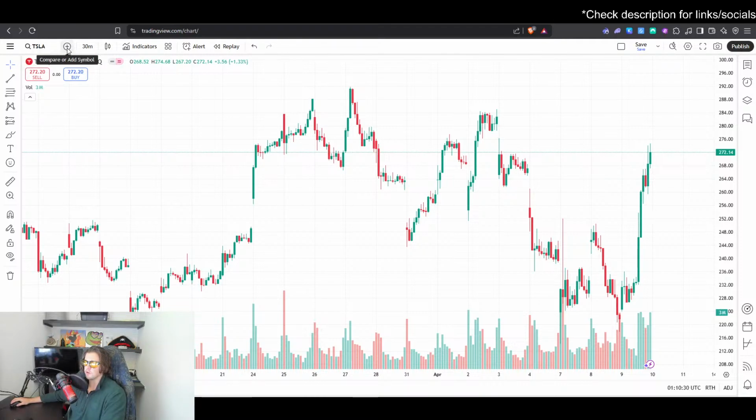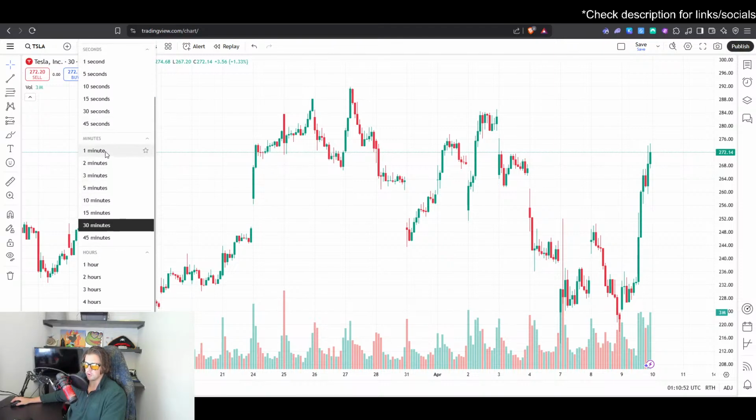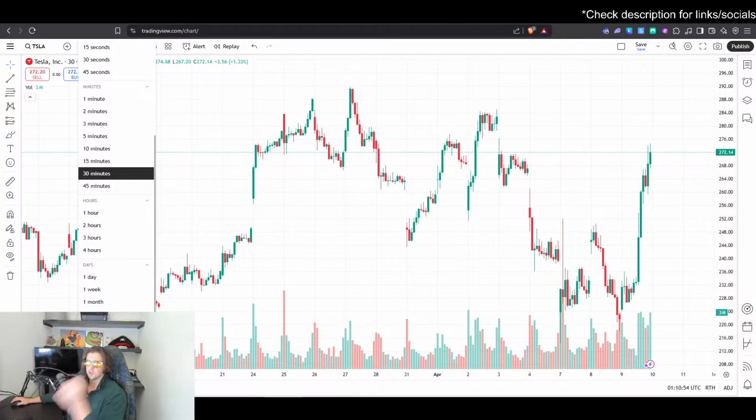The next thing you'll notice is this compare, add a symbol. Don't worry about that, but this is where you could technically put another chart next to it. The next important thing is this interval right here, 30 minutes. If you click on this, you'll get a bunch of different time frames. If you're on the free plan, you're not going to be able to use any of these seconds or the ticks, but you should be able to do 1 minute all the way up to 12 months, which is a year. So for simplicity, let's just imagine we're looking at a daily time frame.